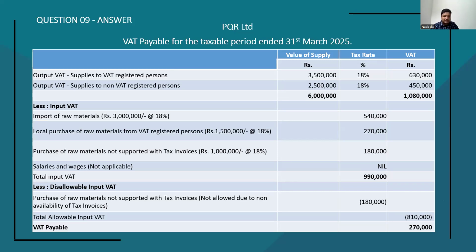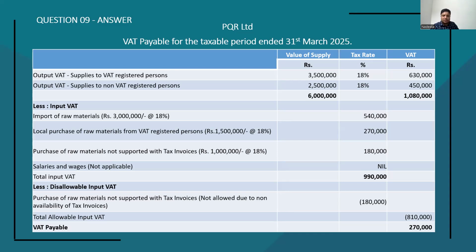Import of raw materials. Value of supply is 3 million, and you apply 18%, and input tax is 540,000. Local purchase of raw materials from VAT registered persons, 1.5 million. When they purchase materials from a VAT registered person, they give you a document called a tax invoice. So based on that, you can claim it. 1.5 million at 18%, 270,000. Purchase of raw materials not supported with tax invoices. You paid VAT, but you don't have a tax invoice to prove this. So 1 million at 18%, 180,000.